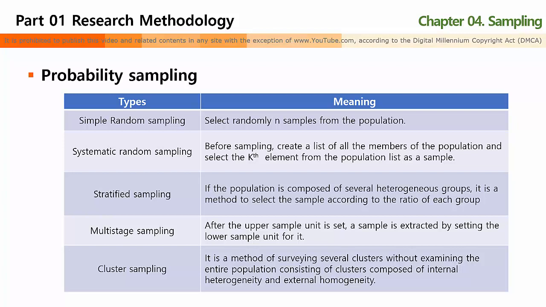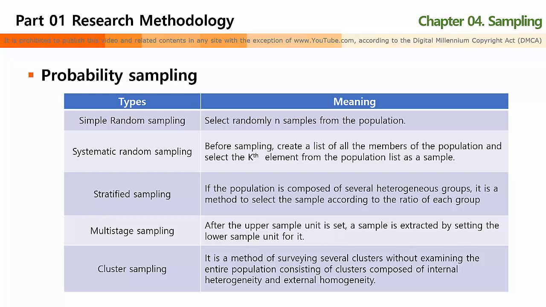The third is stratified sampling. If the population is composed of several heterogeneous groups, it is a method of selecting the sample according to the ratio of each group. For example, there is a school with 10,000 students, and I am trying to make a sample of 1,000 people. The ratio of first, second, third, and fourth grade is 4:3:2:1. In such a case, the sample is composed of 400, 300, 200, and 100 persons.